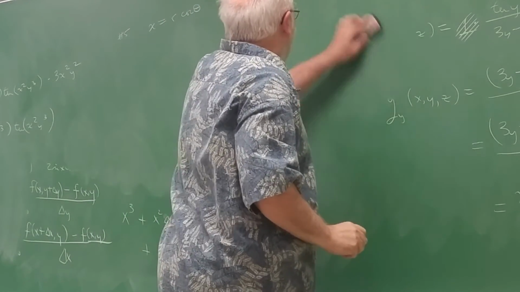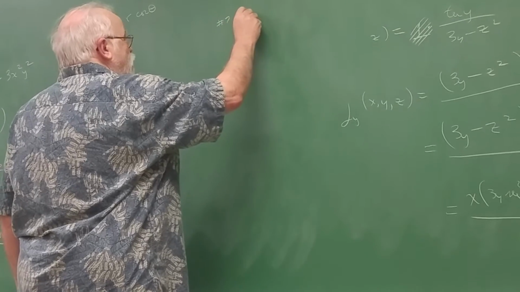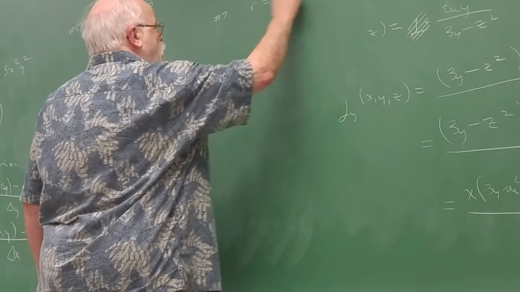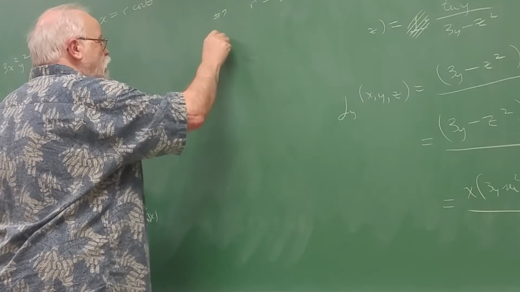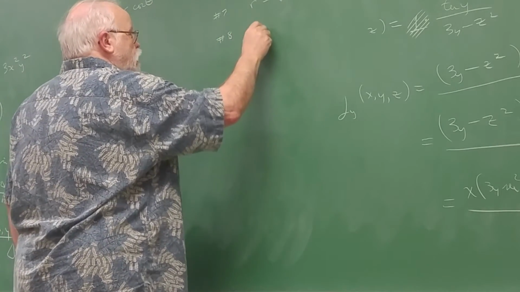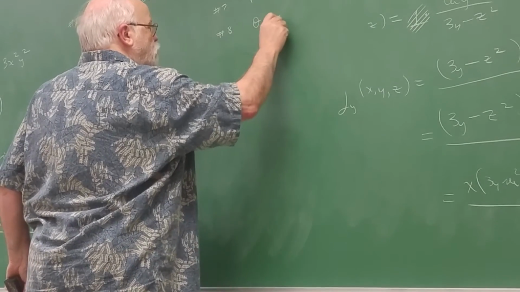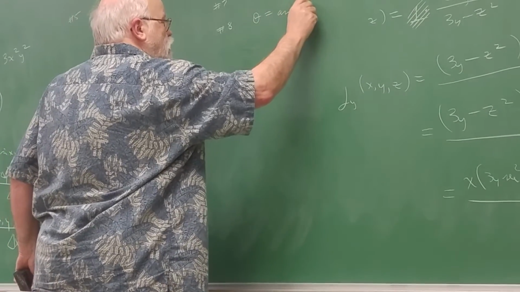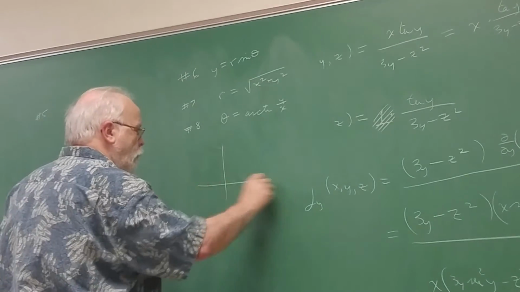Polar. All right. And number 7, I've got r equals the square root. That's also a polar coordinate formula. And 8, arctangent. Theta equals the arctangent of y over x. So all of these are related to the same picture.